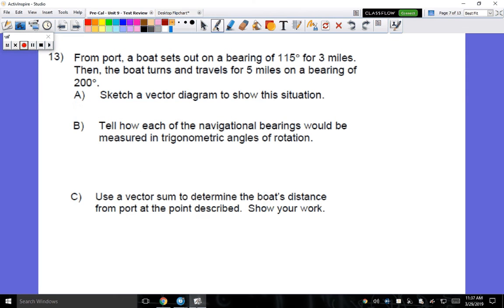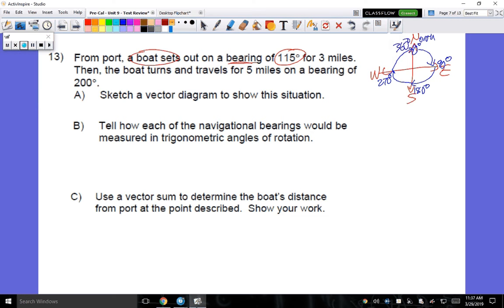Okay, so number 13. We have a boat that's setting out on a bearing of 115. Remember with ships and planes, the bearing was north, south, east, west, and we have basically a reference of the North Star saying this is 0 degrees. This would be 90. This would be 180. This would be 270. And this would be 360.